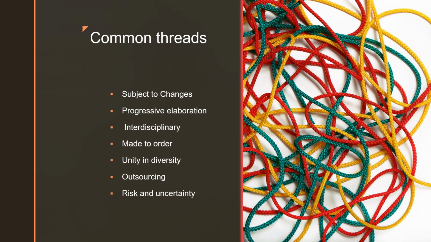Maybe they are also progressively elaborate, which means we don't have a complete picture of the end result of the project until we reach the milestones. Certain milestones have to be complete so that we will understand how the project should go. Projects are interdisciplinary. They are made to order. There is a unity in diversity in the projects that we encounter. It can be either outsourced or it can be done in house. There are always risks and uncertainties when we talk about projects.